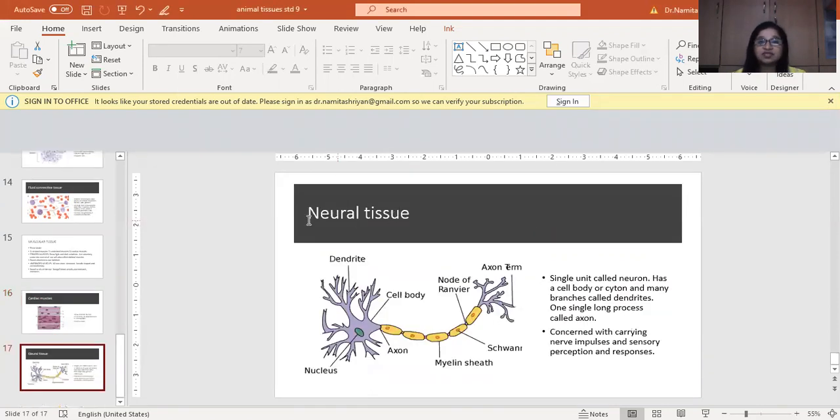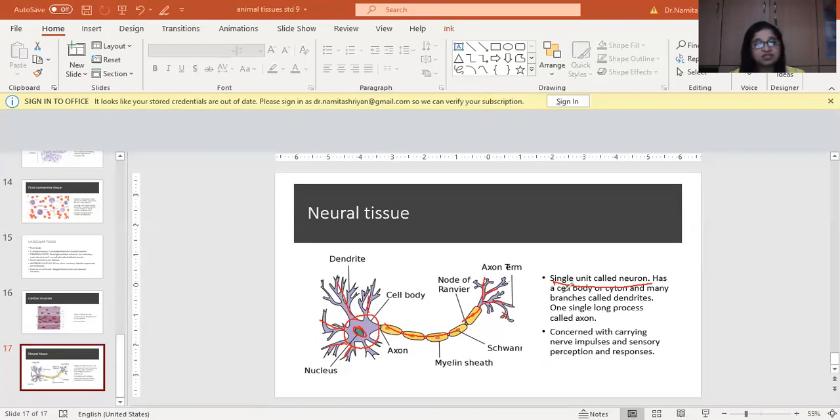Okay. Come to the last type, that is the neural tissue, related to our nervous system, right? It consists of the neuron. The single unit of the neural tissue is called the neuron. So many neurons together make up the neural tissue. It has a cell body, which we call the cyton, with the nucleus at the center. You can see many branched structures, which we call dendrites, and one single long process, which we call an axon. And at the end, this axon branches out to give you terminal nerve endings or terminal branches.